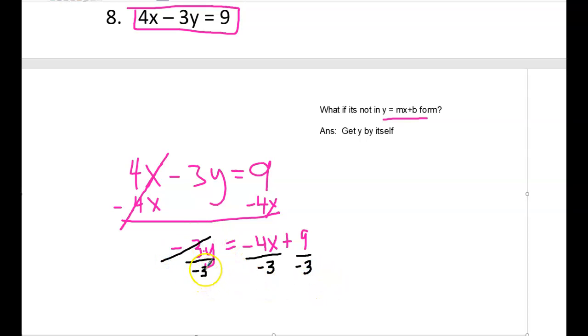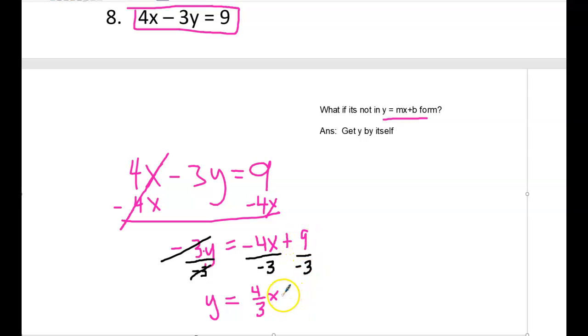So we're going to divide the negative 3 by negative 3. That leaves us with 1y, though we don't need to write the 1. We can just write it as y. And then we have negative 4 divided by negative 3. Well, you can reduce that to be 4 over 3.